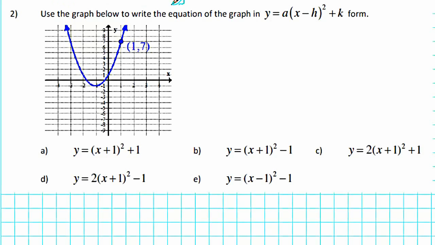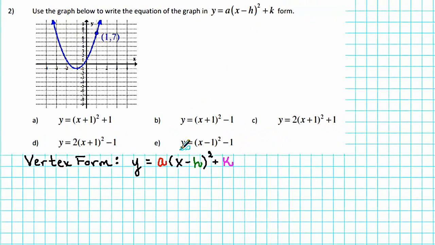Use the graph below to write the equation of the graph in y is equal to a times the square of x minus h plus k form. Well, first of all, notice that the form that's given is vertex form. In the vertex form of a parabola, x is the independent variable, y is the dependent variable, and the other three letters are the parameters.